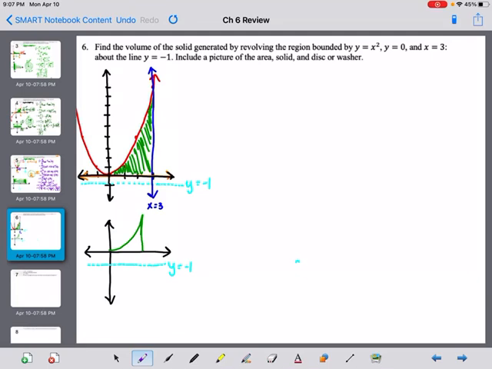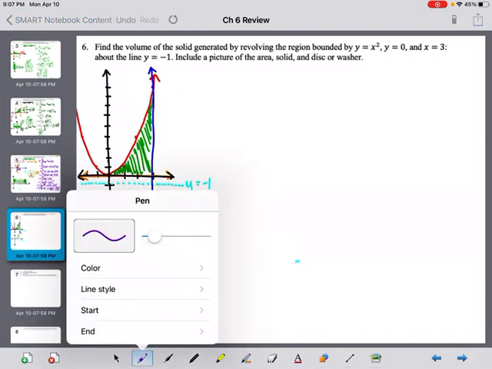In problem number 6, we want to find the volume of the solid generated by revolving the region bounded by y equals x squared, which I've graphed in red, y equals 0, which is the x-axis, and x equals 3, which is the blue line. So then the shaded area in green is our region. And we want to revolve that around the line y equals -1, which I've graphed in light blue.